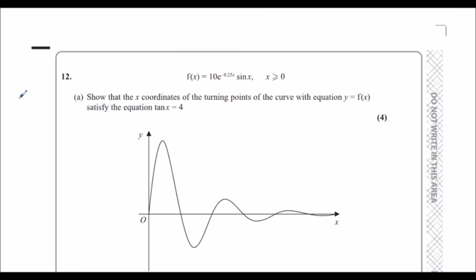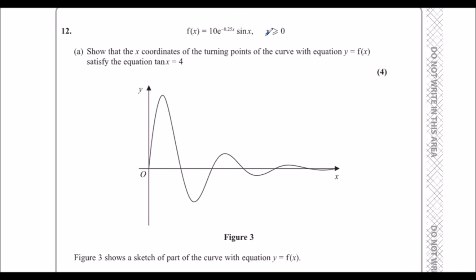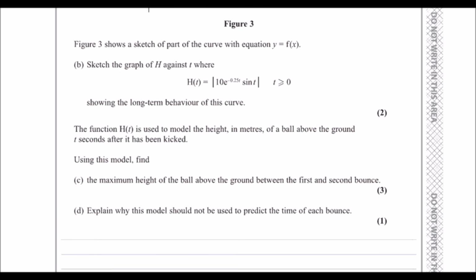So let's give this a go. We're differentiating. We've got two things multiplied together here. So it's the product rule. It's in the form u times v. We can say u is 10e to the power of minus 0.25x, and we can say v is sine x. So they're multiplied together.